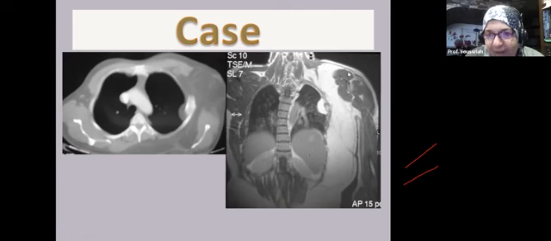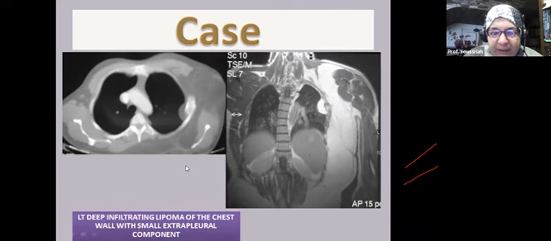If you can still see separation between subcutaneous fat and this very extensive fatty lesion, it is not a lipomatosis. What we call it is a deep infiltrating lipoma of the chest with an extrapleural component, as you can see here. There is extrapleural extension. This is in the MRI.